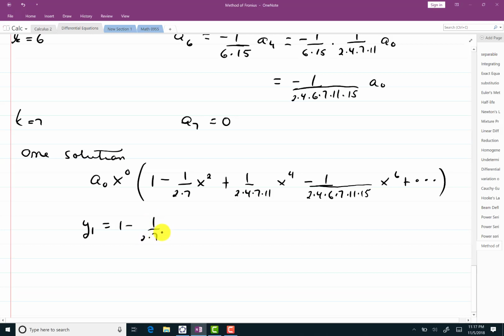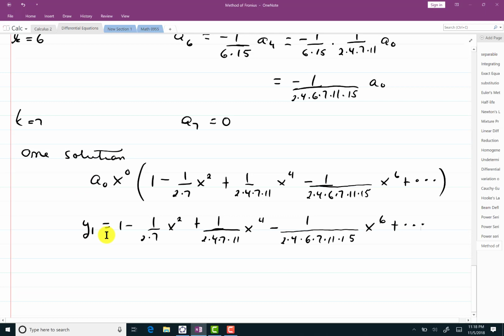times 7 x squared plus 1 over 2 times 4 times 7 times 11 x to the 4th minus 1 over 2 times 4 times 6 times 7 times 11 times 15 x to the 6th plus dot dot dot. And remember, y1 is the particular part of the solution. A sub 0 is merely a constant.